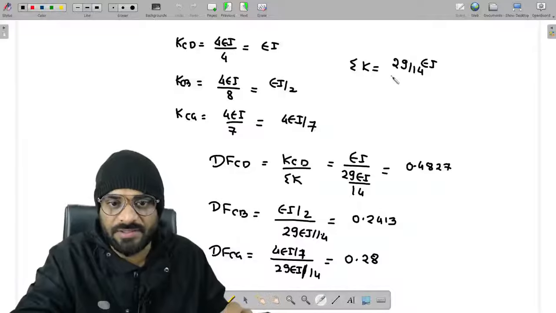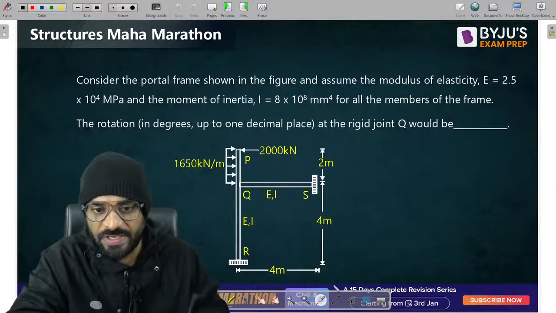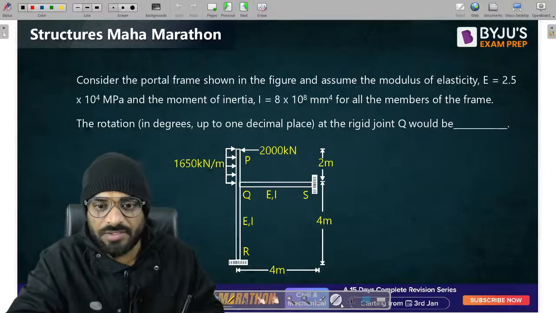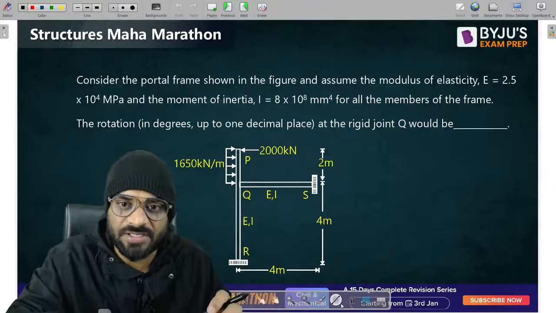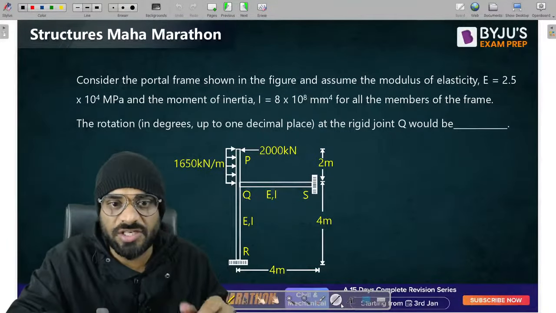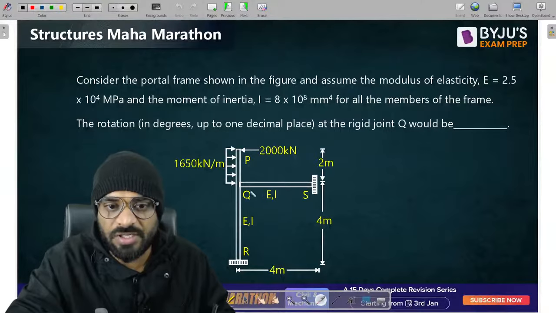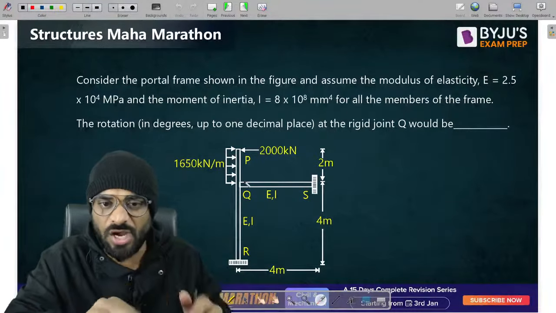Okay, very nice. Now let's solve another question, guys. This is the question which was asked in the GATE examination. Again, we need to find out the rotation at joint Q. At this particular joint, we need to find out the rotation. So how can we calculate the rotation?